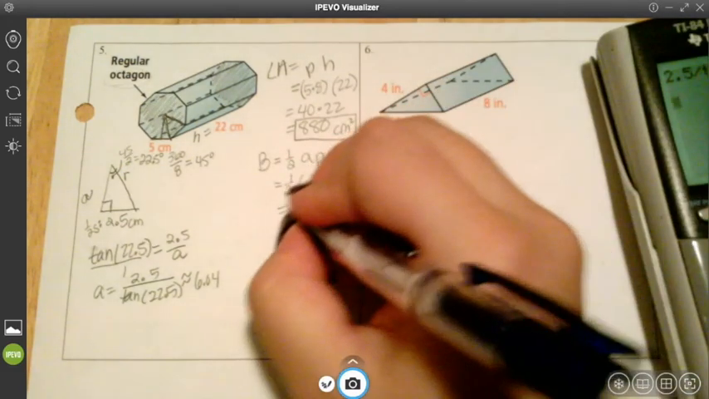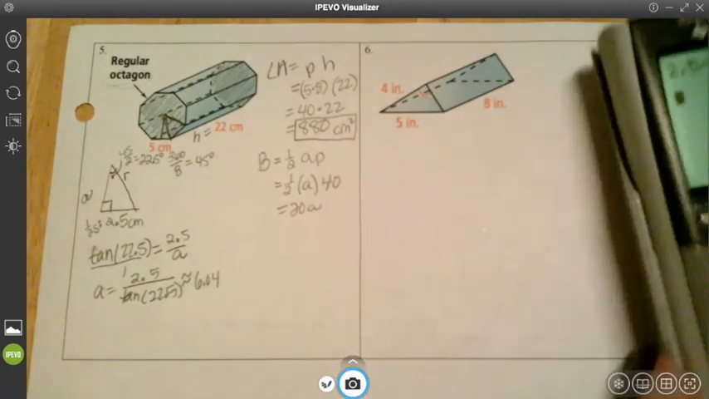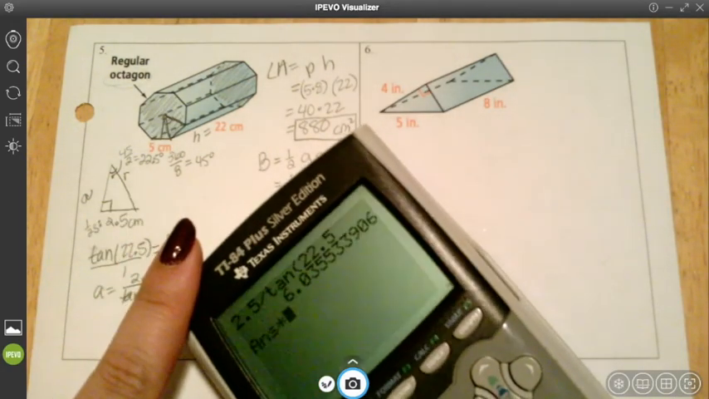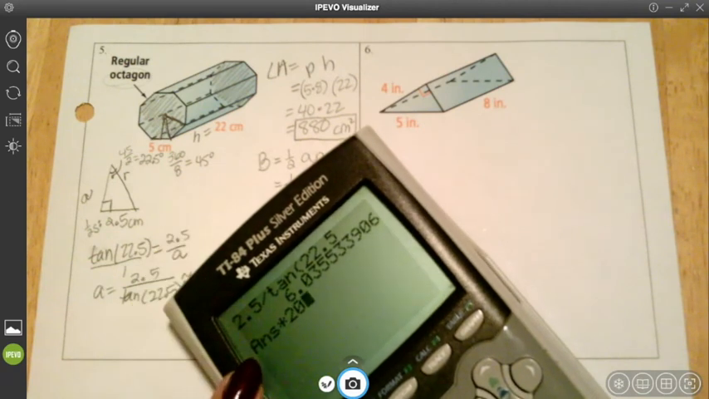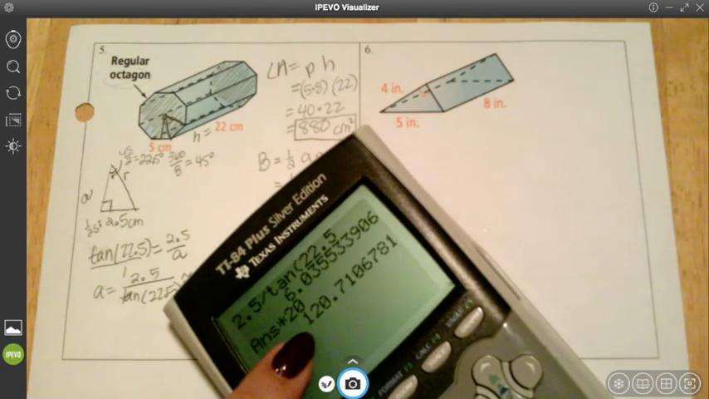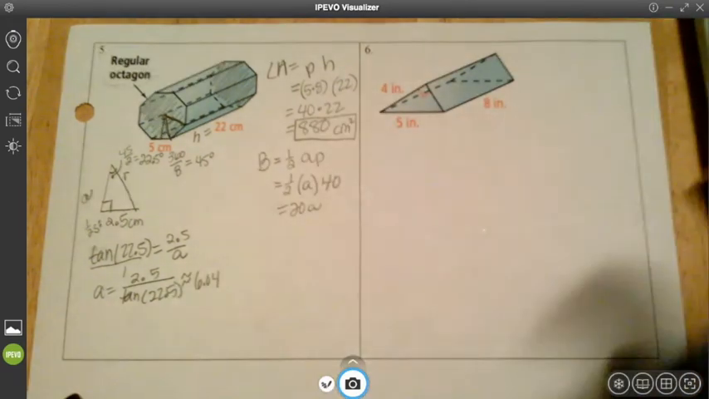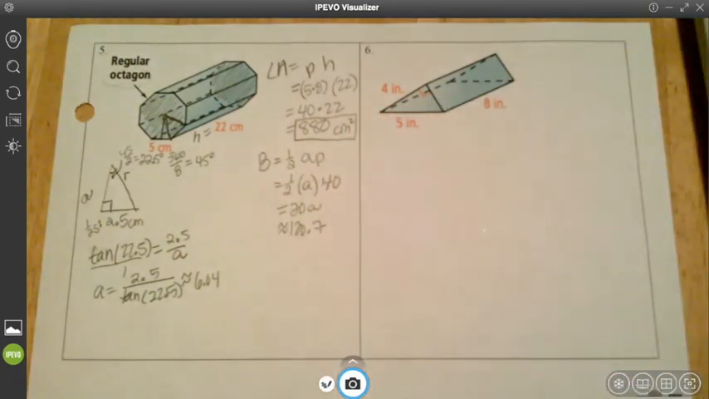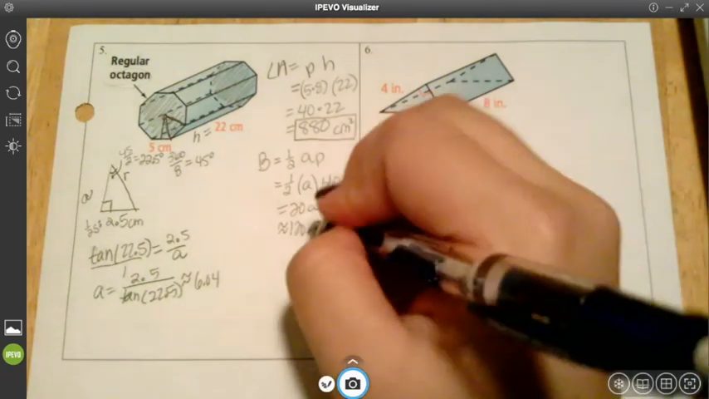So that is 20A. Now, why am I leaving it as 20A? I'd like to take this exact value times 20. So I'm not going to round it. I'm not going to estimate it. I'm going to take the exact value times 20, which is about 120.7. But again, I'm not going to clear my calculator because I want to use that exact value when I'm finding the surface area.